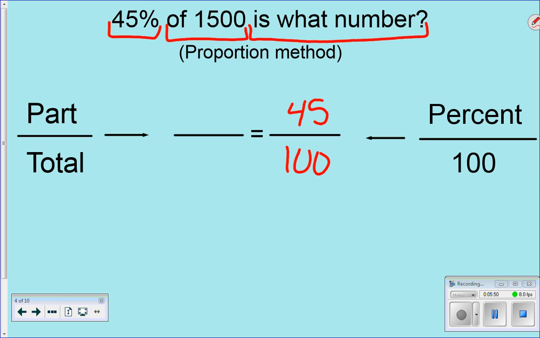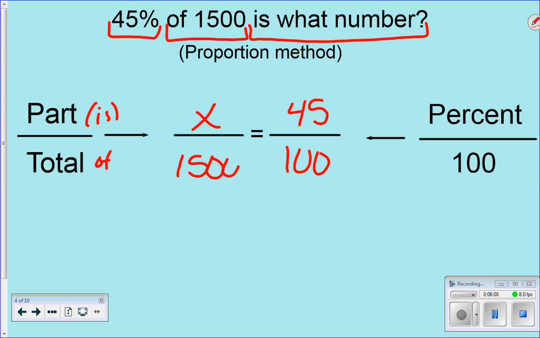Dylan. Okay, because that's always your of, right? So 1500. Now I have is what number. When I have something is what number, that's what I'm looking for. So what can go there? X. Okay. So now you're going to solve like you did last time.